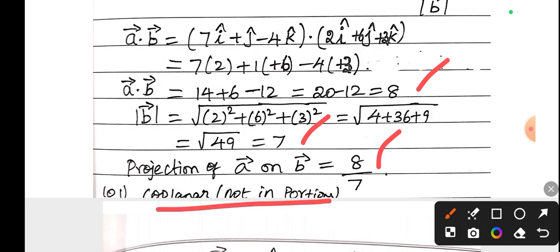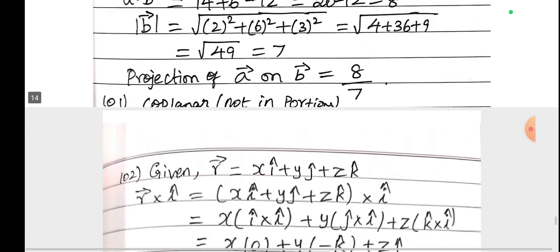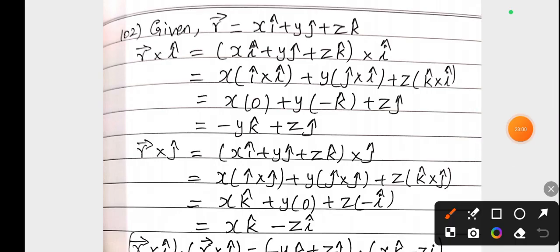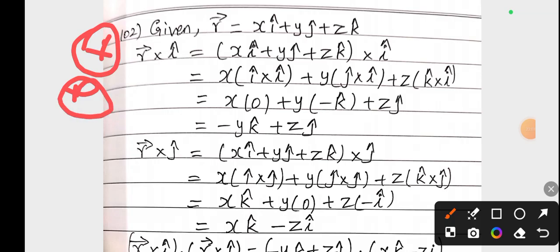Kindly check. 101 is coplanar. It's not in the portion. Go to 102. That is repeated, children. Even the time they have asked in the 4 mark, actually 2 mark, 3 mark, you can expect this model because we may get confused quickly when we are writing this question. R vector equals xi cap plus yj cap plus zk cap. R vector cross i cap equals xi cap plus yj cap plus zk cap.